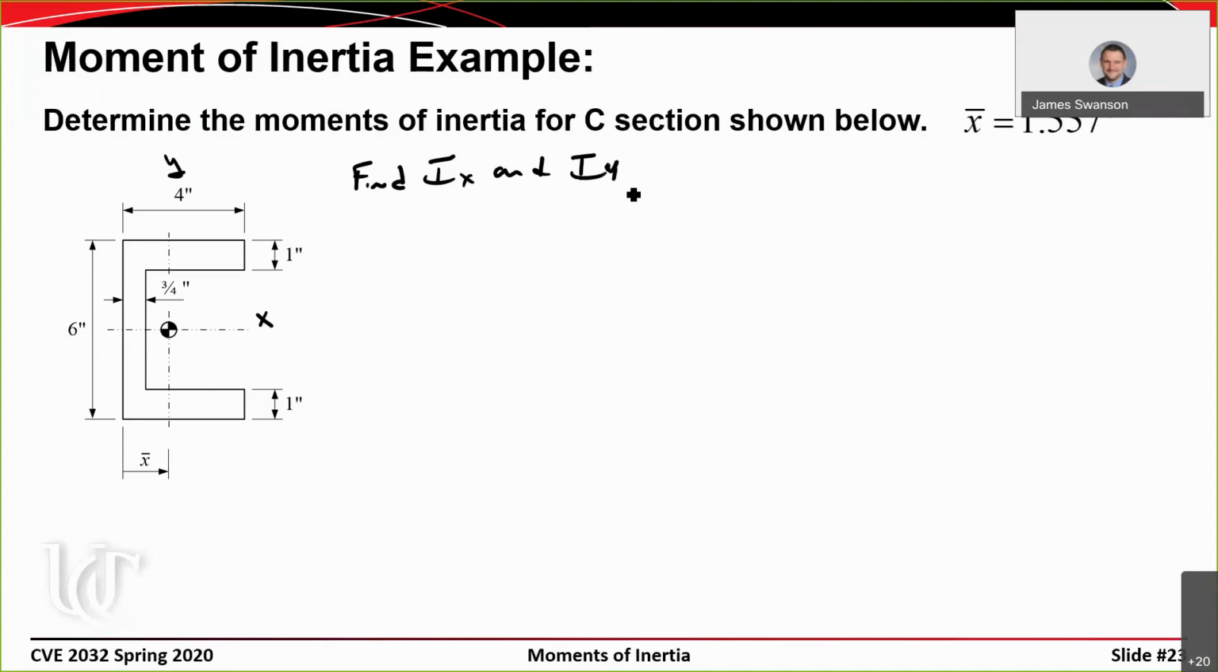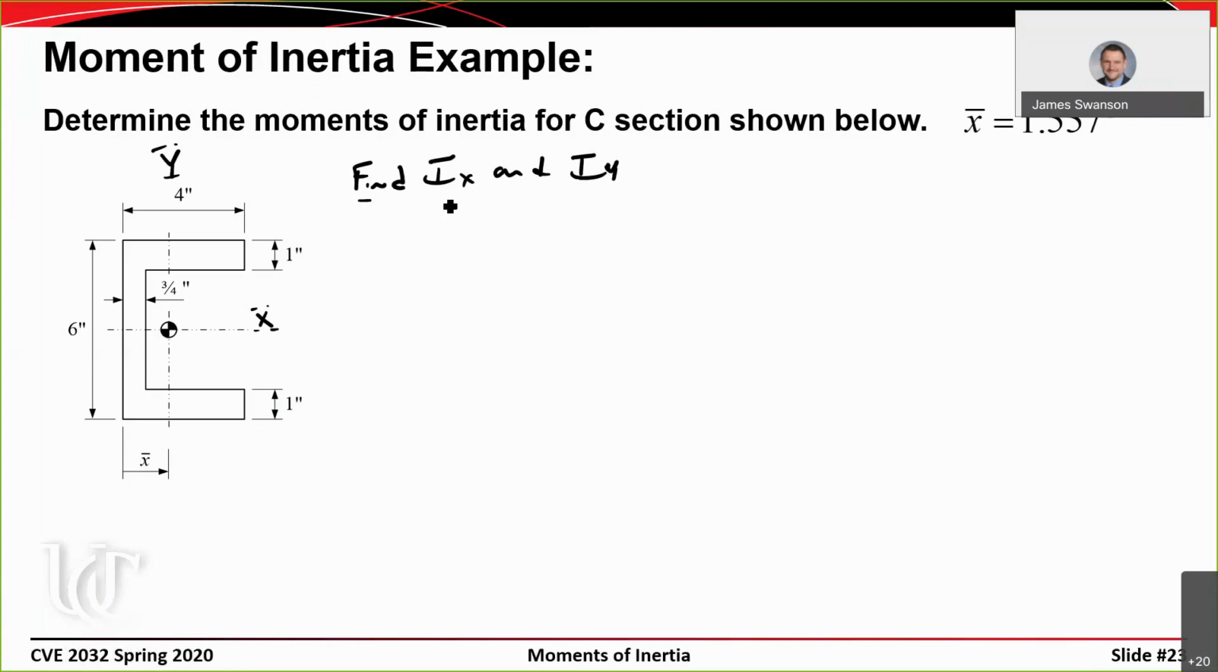Now, I should have been a little bit more careful. I should have drawn this in here as I sub big Y and this as I sub big X, like that, to separate these from the local axes. So let's do the easy part first. Let's find I sub X first.